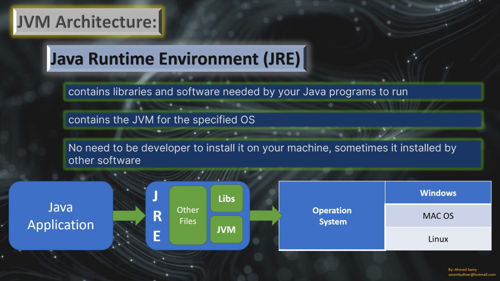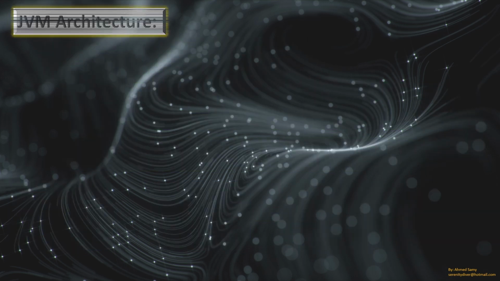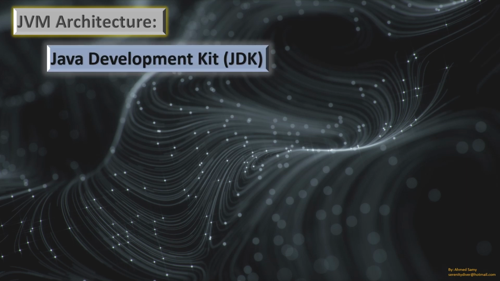That takes us to the third and most important component for developers, which is the JDK, Java Development Kit. From the name itself, it's a Development Kit, which means that without it, as a developer, you will not be able to write any Java code.